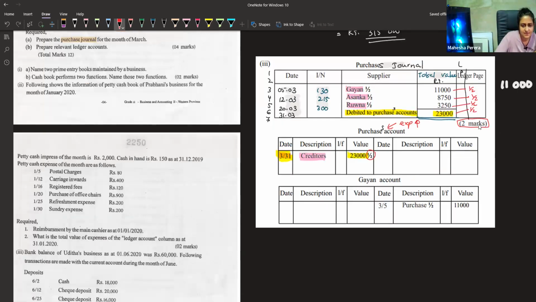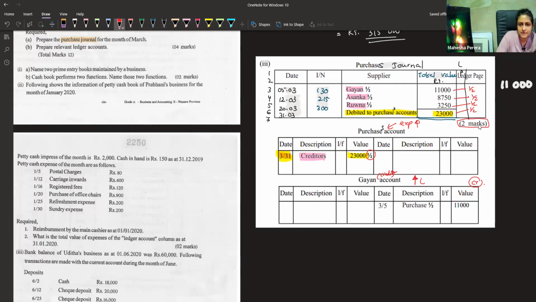Gayan's account. I think Gayan is a creditor; if we want, we can mention creditor within brackets to make it clearer. So Gayan's account should be credited. Why? Because when we purchase on credit, the value of liabilities goes up. When we purchase on credit, our liabilities increase. Increase of liabilities is a credit entry. That is why we credit them. So each creditor should be credited by the respective value.